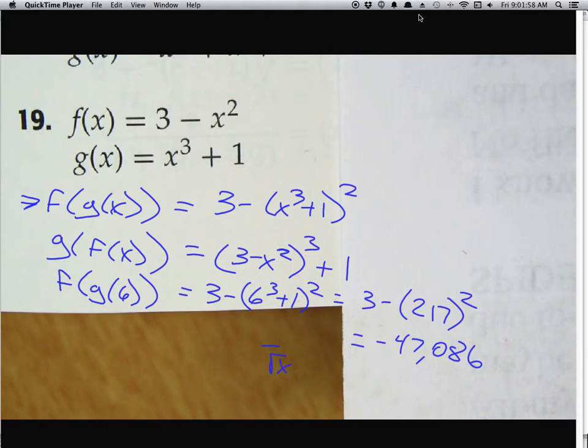So that's finding compositions of functions. We found f of g, g of f, and then we found f of g of 6. Okay? Let's look at another one. Move over to, which one did I want to look at? Go to 25. Let's look at 25.